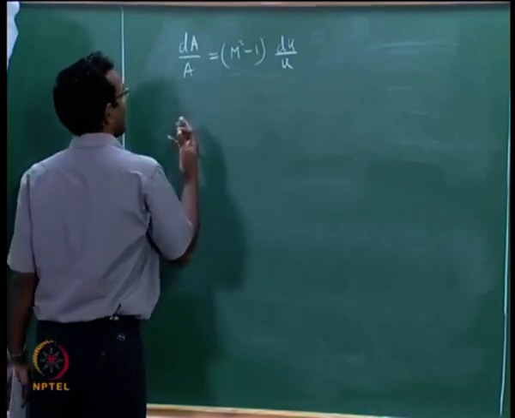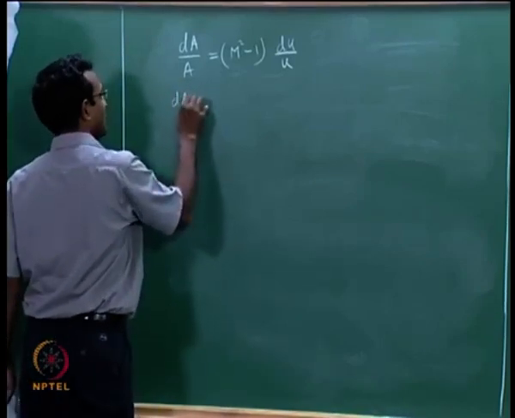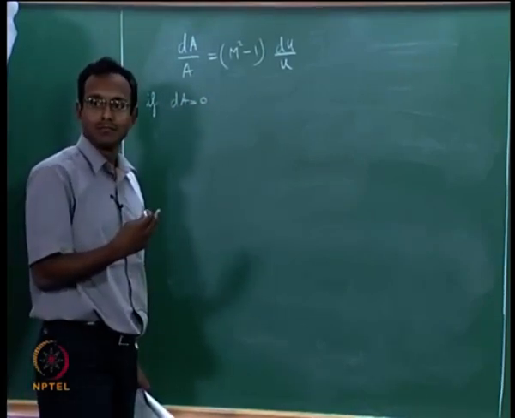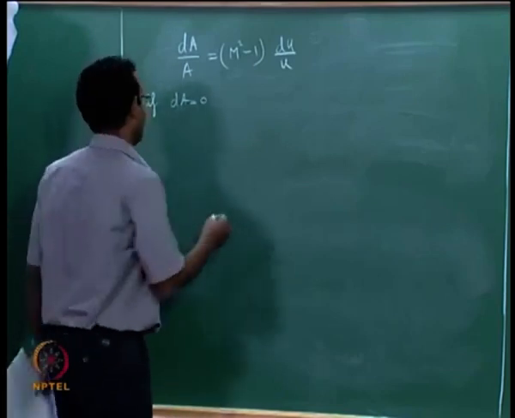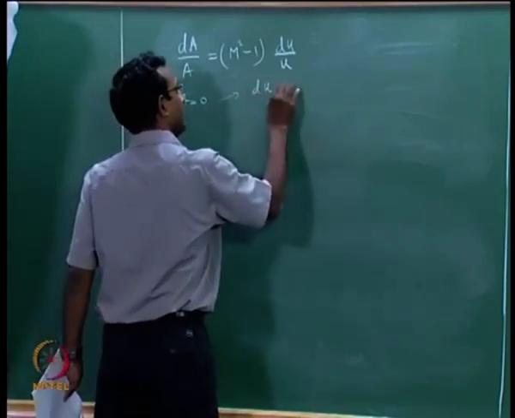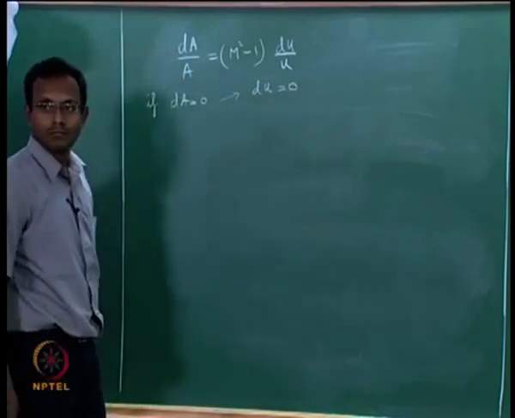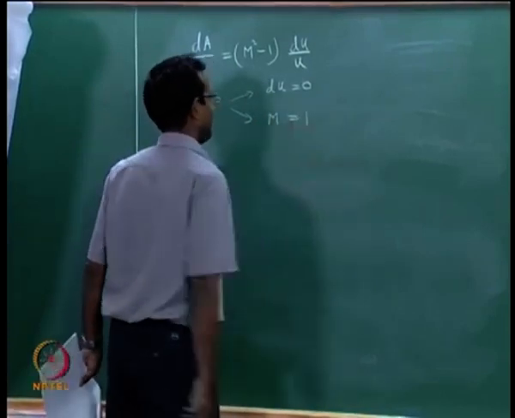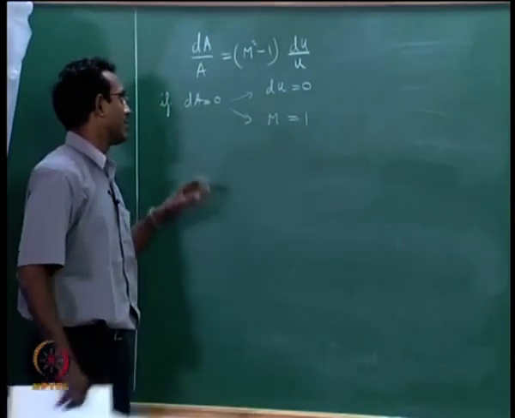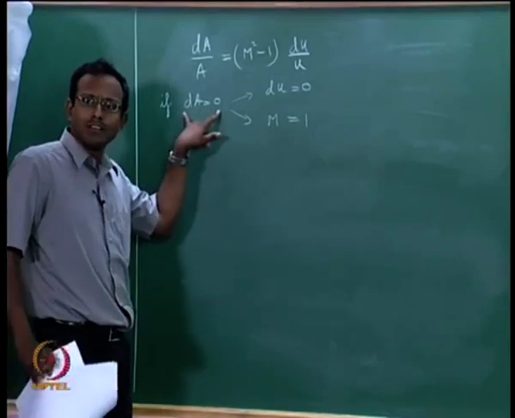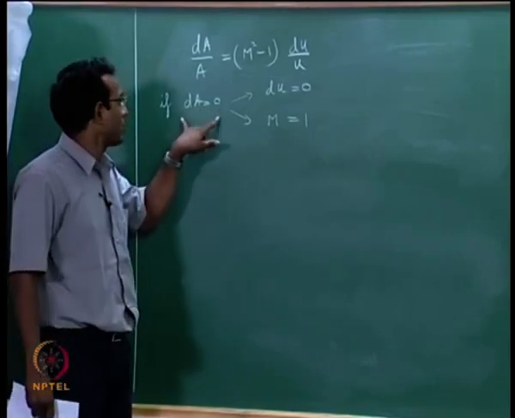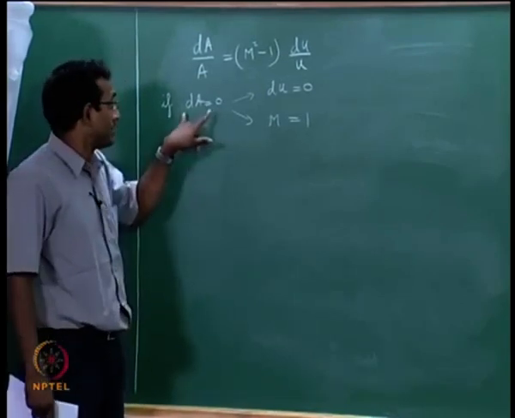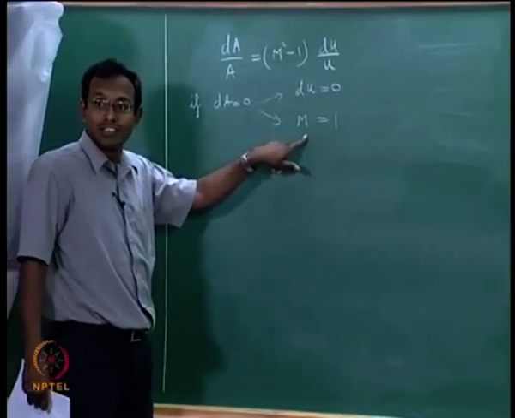Another inference I can say now is, if dA equal to 0, what all can happen? One thing could be du is 0, other thing could be Mach number could go to 1. These are the two possibilities. When I say dA equal to 0, I am talking about a case where there is no area change in my duct. Does it mean that I am always going to be Mach 1 in a constant area duct?